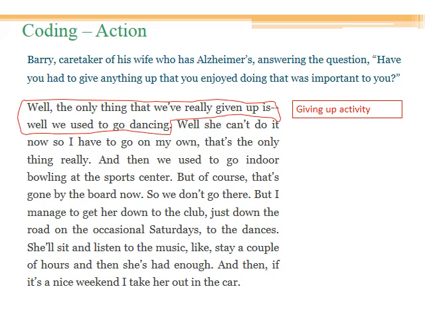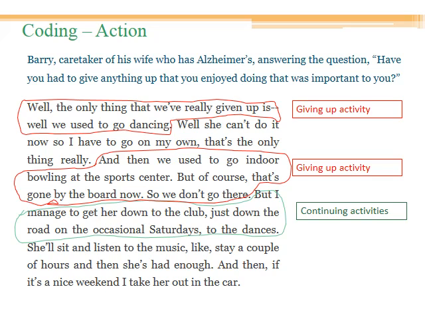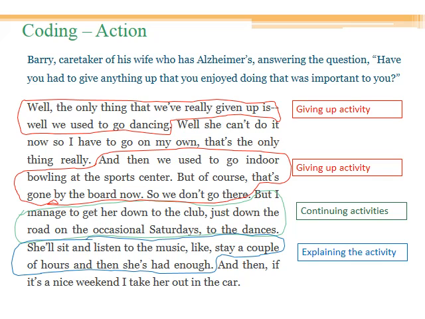So here are some more codes that I came up with. First, I found another giving up activity, bowling. I also found the opposite, activities that they continue to do, continuing activities. And lastly, I coded this as explaining what they do at the activity. So you might have created your own codes, and that's fine. With different researchers, you're usually going to come up with different codes, but hopefully not too different.